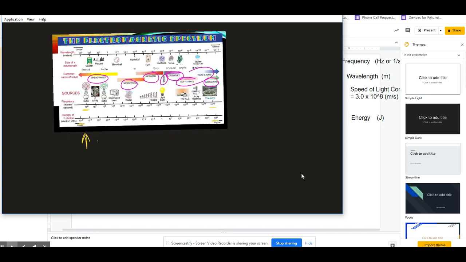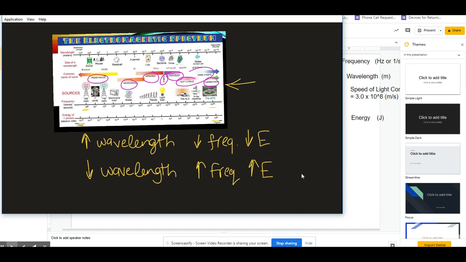Knowing that, a couple things you should have started making connections on is that increasing wavelength is associated with decreasing frequency or decreasing energy. That is an indirect relationship, whereas frequency and energy show a direct relationship, as in this one goes down, this one also goes down. These are opposites, these are always the same. So make sure you have that connection.